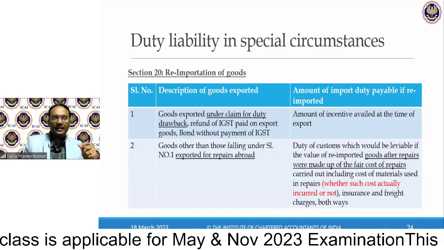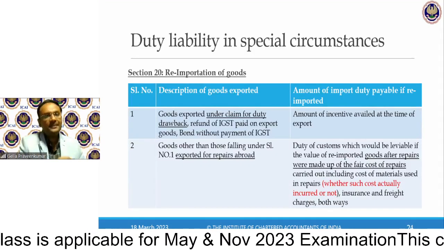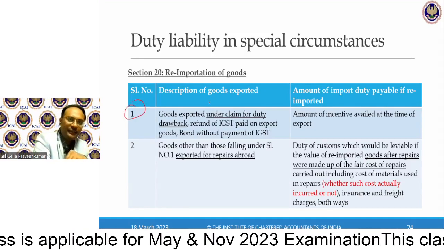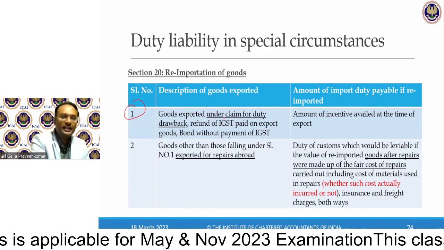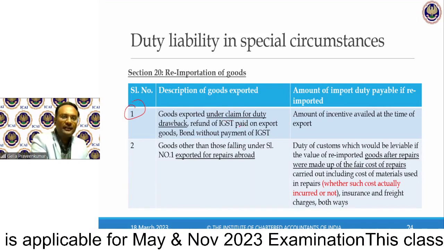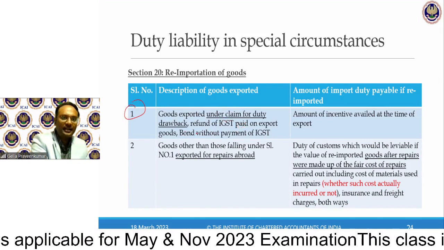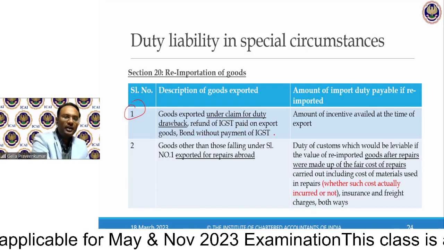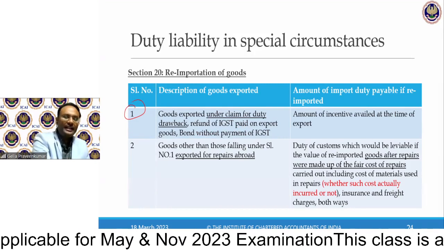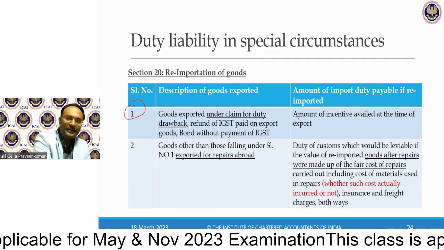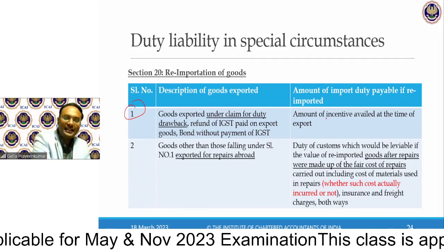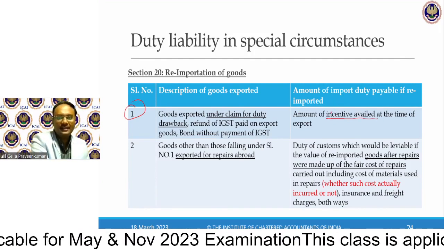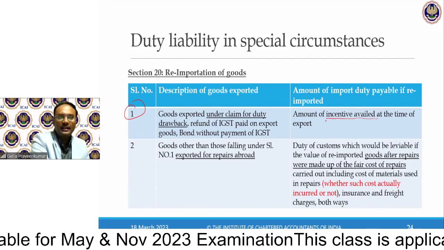Look at this particular slide, point number 1. In case you have exported the goods for duty drawback or refund of IGST paid, or IGST paid without payment, or under LUT or bond, in this scenario number 1, whatever incentive you availed, please pay back that incentive as the customs duty.